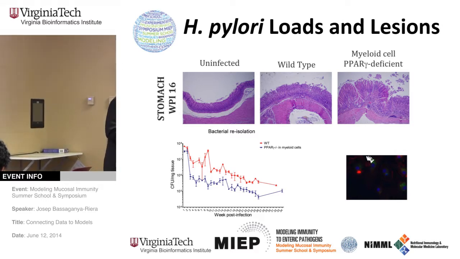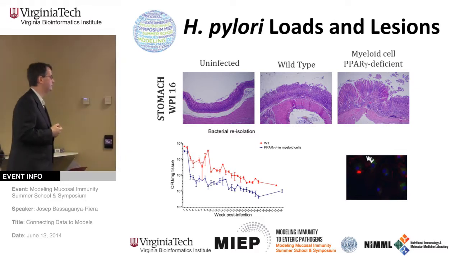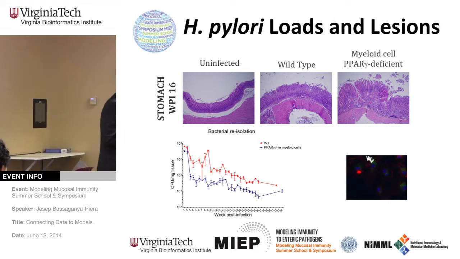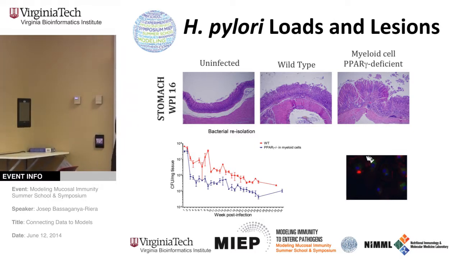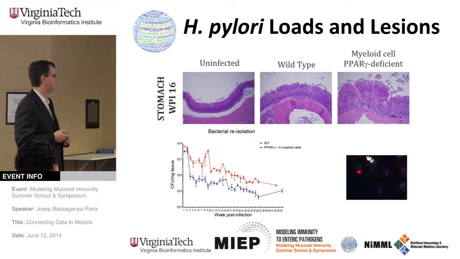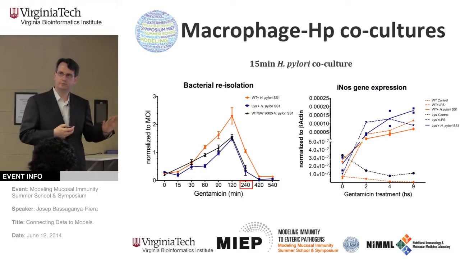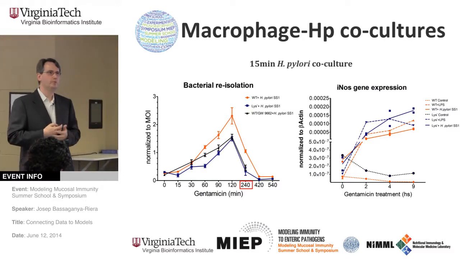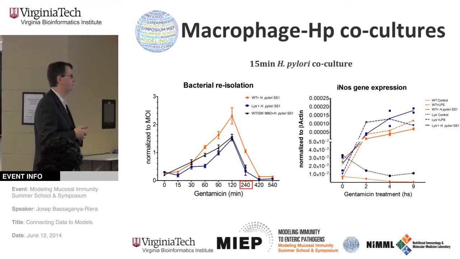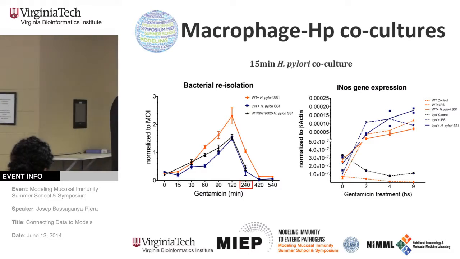The wild-type mice had higher loads. The PPAR gamma specific in myeloid cell had lower loads of H. pylori. And if we look at those macrophages, there's clearly H. pylori in the cytosol of the cell. And so we then ran studies. The previous slide is in vivo. We ran co-culture studies with macrophages from wild-type and tissue-specific PPAR gamma null mice, and the pattern was the same.